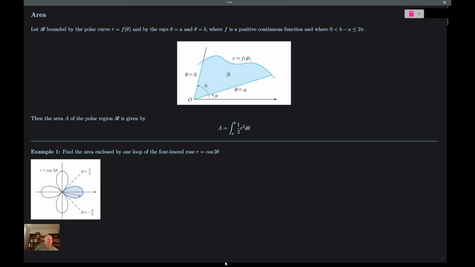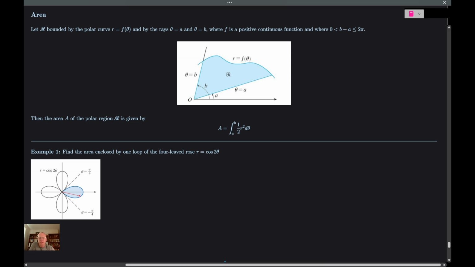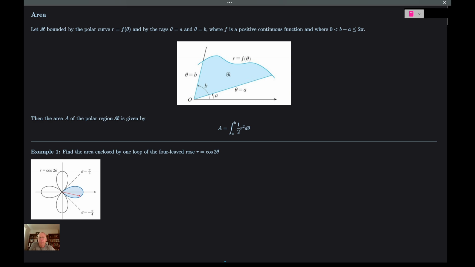We'll start with integrating. So if we're looking at some region bounded by a polar curve and by particular rays, so we have this angle theta and then this second angle theta, and then we're looking at the curve, the area that's bounded in this region. We can find the area by this formula: A equals the integral of 1/2 r squared d theta.